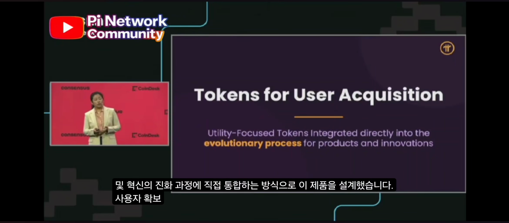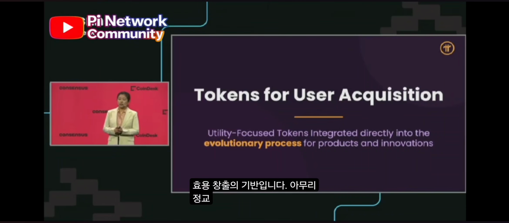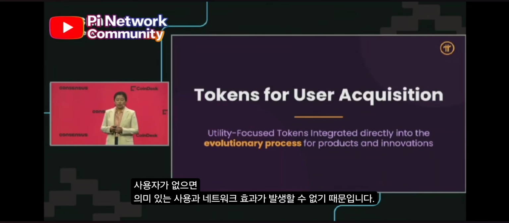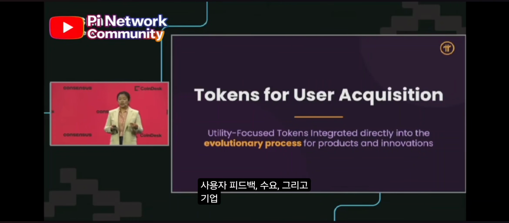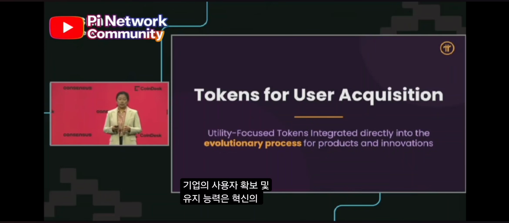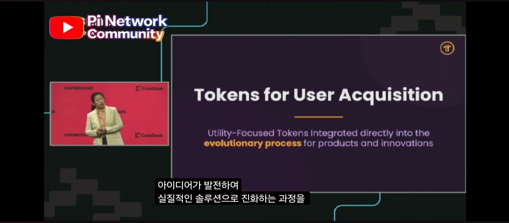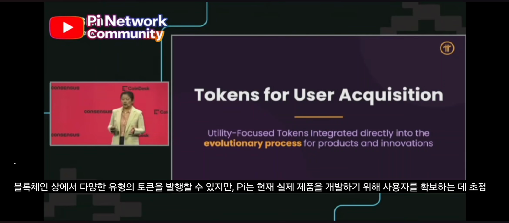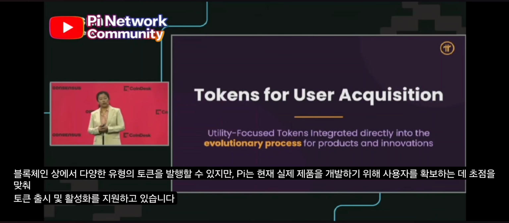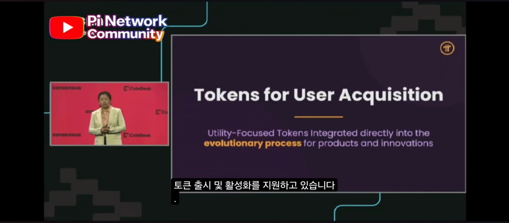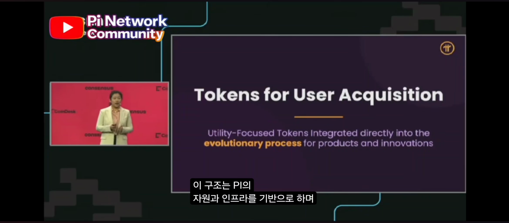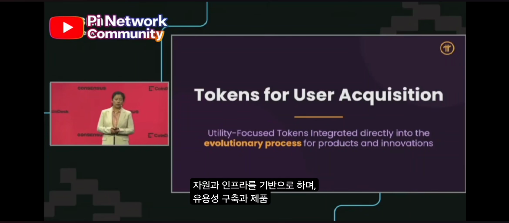User acquisition is the foundation of utility creation because no matter how sophisticated a product feature is, if there are no users, there will be no meaningful usage and network effects. User feedback, demand, and the ability for businesses to acquire and retain users is the primary driver for innovation, shaping which ideas evolve into real-world solutions. While many types of tokens can be issued on blockchain, Pi currently focuses on launching and facilitating tokens that acquire users to build real products. This construct is based on Pi's resources and infrastructure, aiming at building utility and product innovation.